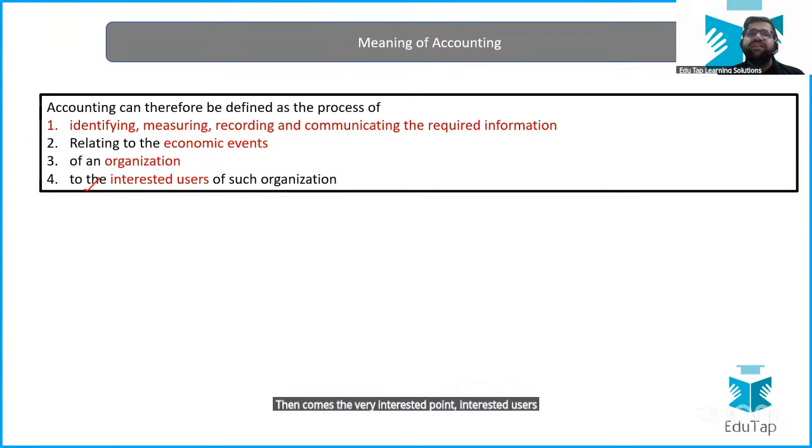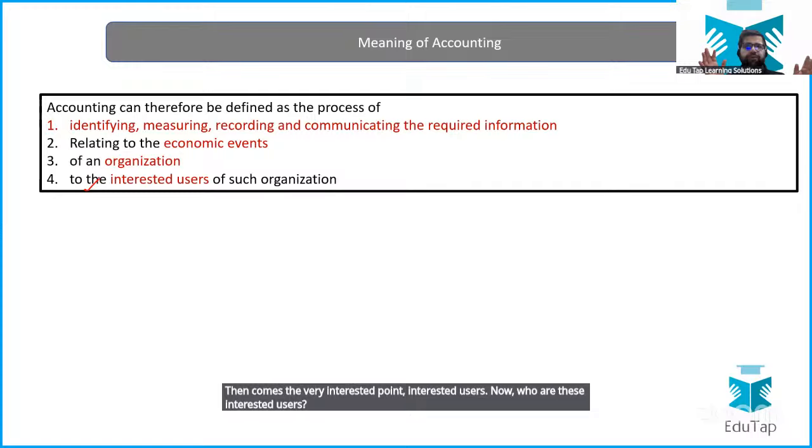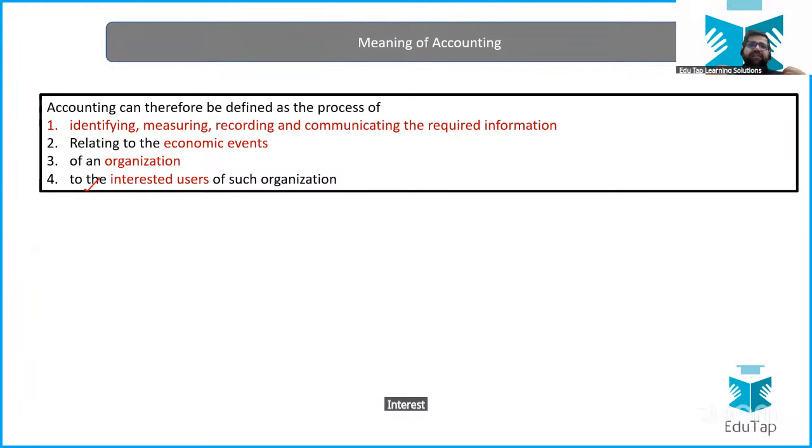Now, who are these interested users? This I have already told you. Interested users are basically those people who have certain stake or certain interest or certain value in the company. For example, don't you think employees will have certain interest in the company? Tell me yes or no in the chat. Can I say that employees are definitely interested users of the company? Yes, because as an employee, I will get my salary from the company itself. So I have certain interest.